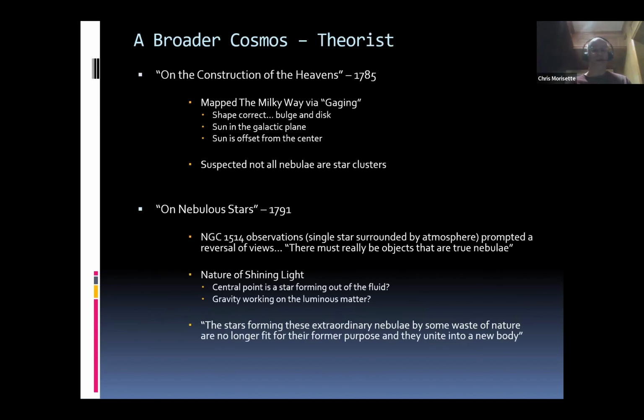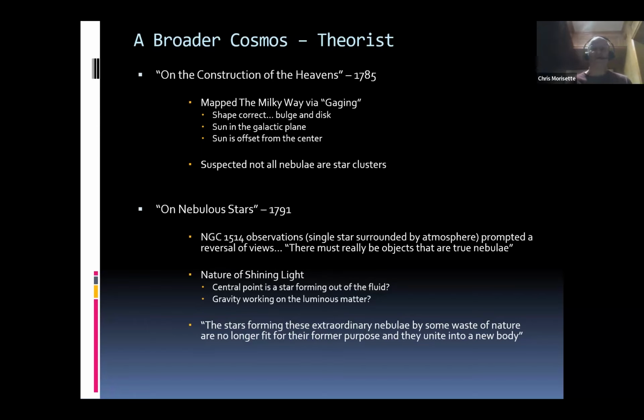And then when we get into the period of time where he is what I call a theorist, he's really beginning to break the doors down in terms of understanding the broader universe. So what you see here in his papers on the construction of the heavens, he's actually worked to map out the Milky Way. He was able to determine the correct shape. It was a disk and a bulge. The sun was in the galactic plane, and the sun is offset from the center.